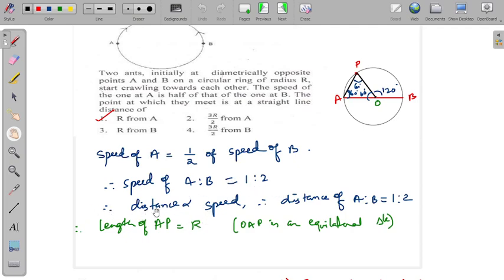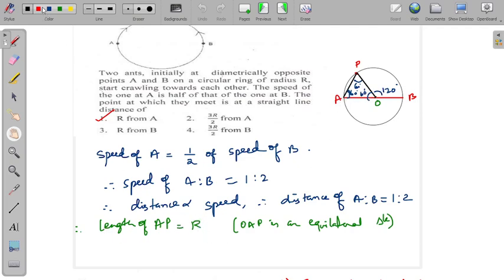Speed is directly proportional to distance. So distance of A is to B is also in the ratio 1:2. So that's why I have taken the point here, so that PB is double of AP. So now if the distance of B is double the distance of A, in that case the angle subtended at the center must also be double the angle which is traced by the first ant, that is A. So length of AP must be equal to R.